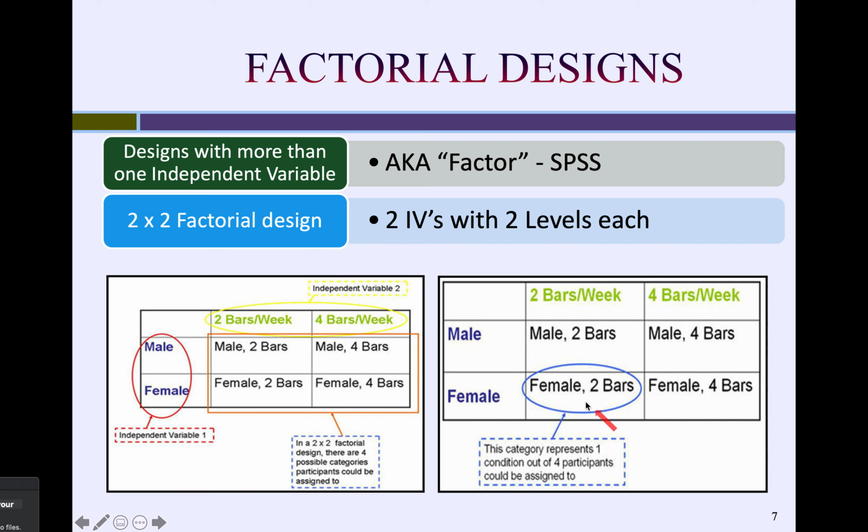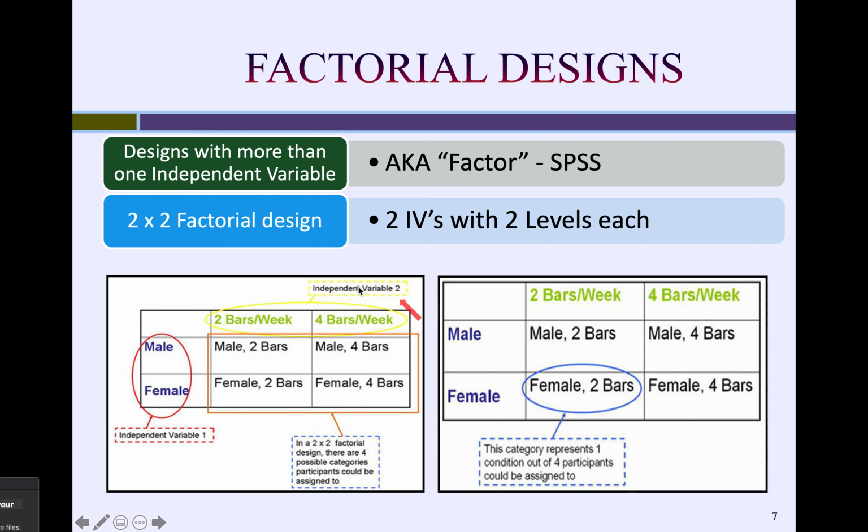You typically want 20, maybe 25, you can possibly get away with 15, but somewhere around 20 or so people in each one of these 4 possible categories for a 2 by 2 factorial design. So you really want at a minimum 60 to 70 people, but more likely something close to 75 to 80 people in your research study when you're running a 2 by 2 factorial design.